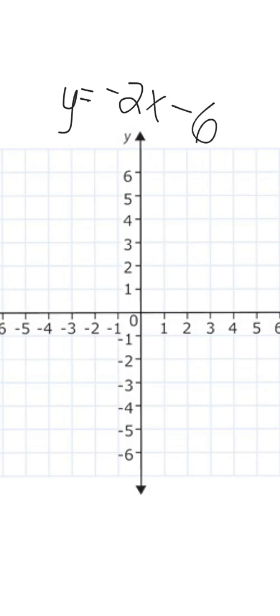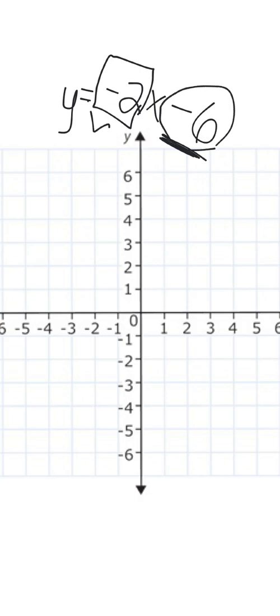This equation might represent a situation such as you started in debt, you owe somebody $6, and then you continue to borrow $2 a week from them. How many weeks will it take before you owe them, let's say, $100? So this is the initial value. This is the rate of change.